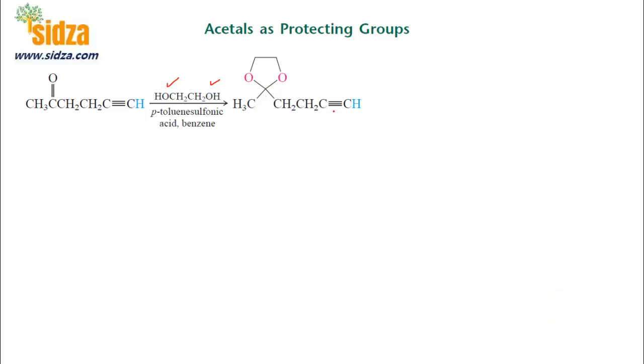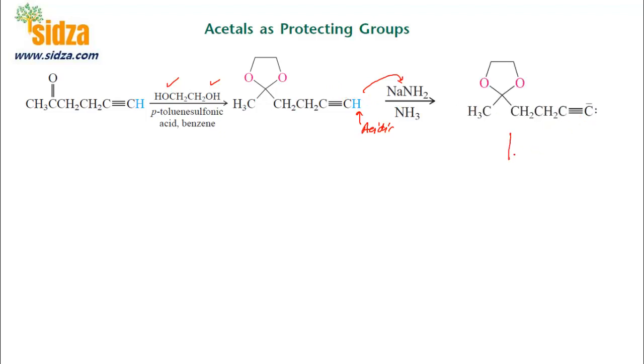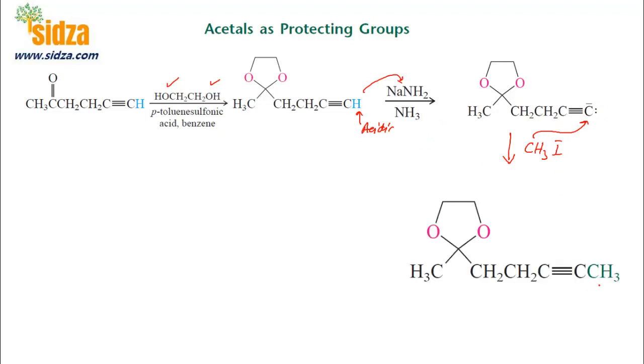ketal here. And now after that, in the basic medium, this is an acidic proton, right? It's going to react with the NH2, and now you get a carbanion in here, right? You get a carbon with a negative charge. Now you can react this molecule with the methyl iodide. Now it is very easy to react with the methyl iodide, because from the CH3I, this methyl can react with this one, and what you get is the CH3 product attached to the carbon.